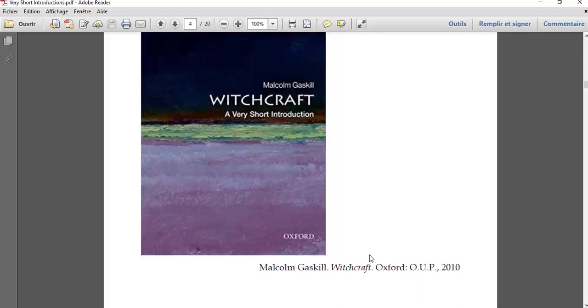This is one way in which you can quote it: Malcolm Gaskill, Witchcraft, in italics, Oxford: Oxford University Press, or OUP if you choose the acronym, 2010, because the book was published in 2010. And I remind you that this is always the way in which you must quote any book that you need to cite.